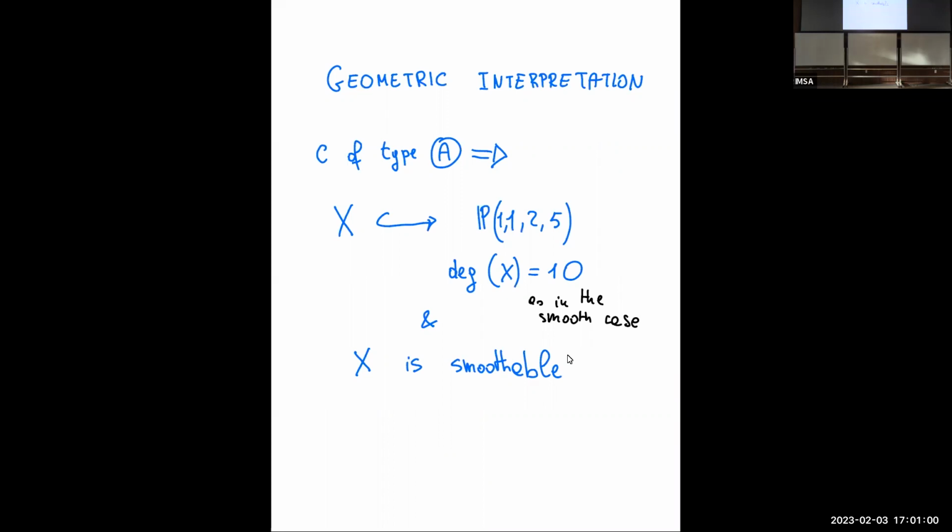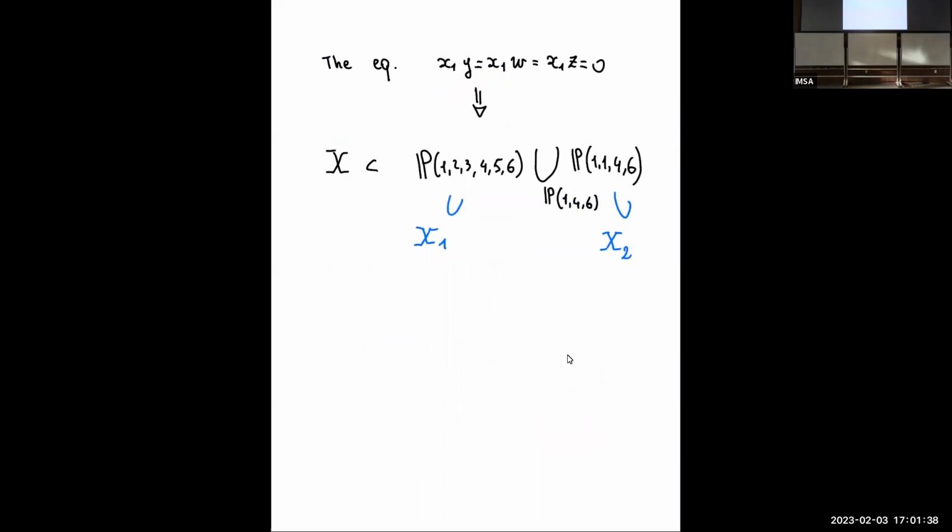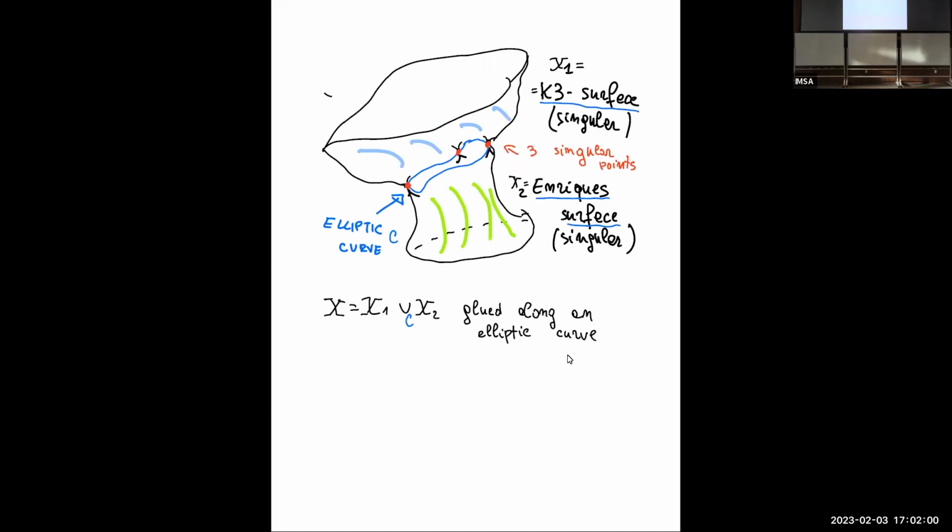X is embedded in P(1,1,2,5) with degree 10, exactly as in the smooth case, and X is smoothable. And in case B, X is a reducible surface, given by the union of an Enriques surface and a Reid surface along an elliptic curve. And even in this case, the surface is smoothable as well. It's smoothable in a different way, not so obvious a way, but it is smoothable. The equations coming from the vanishing of the 2 times 2 minors give the two weighted subspaces where the two components live. So I don't want to enter into the details, so I can stop here.